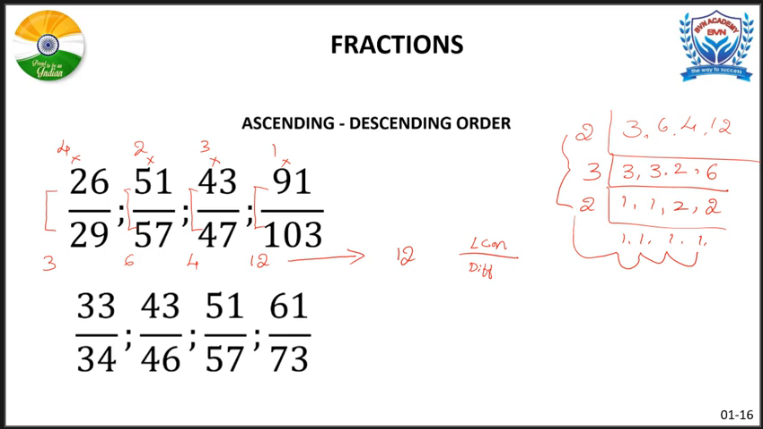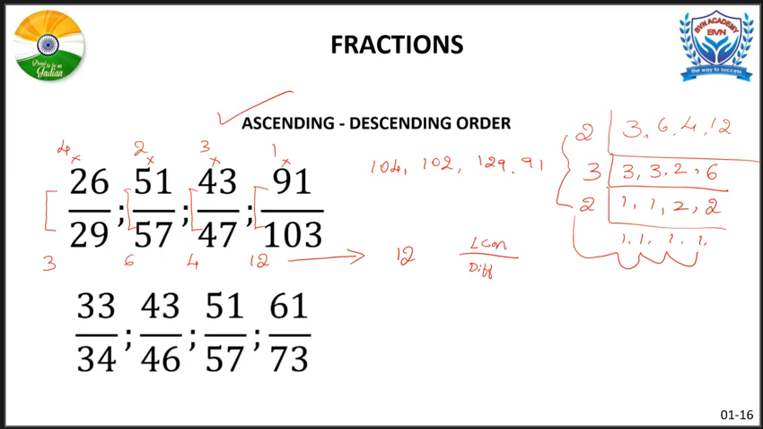So here in this case, 26 into 4, that is 104. 51 into 2, 102. 43 into 3, 129. And 91 into 1 is 91. So these are the four values we derived after following our steps. Now you arrange these numbers in ascending or descending order, whichever way you want it or the problem asked. Now let's arrange it in ascending order.